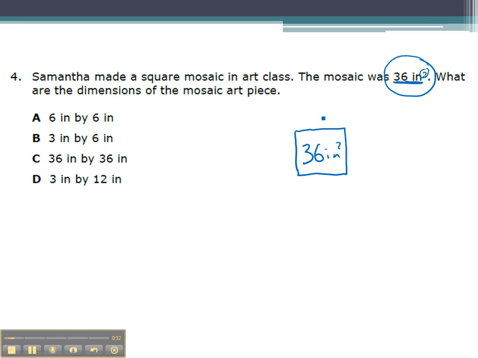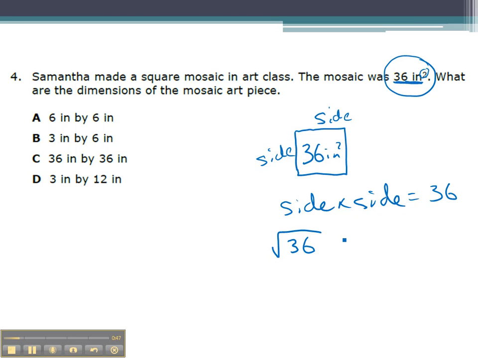Then we need to figure out what the length of the side would equal. We know all the sides are the same length because it's a square. So side times side equals 36. Or if we know the area, we can use the square root function that we learned. Square root of 36 equals the side length.